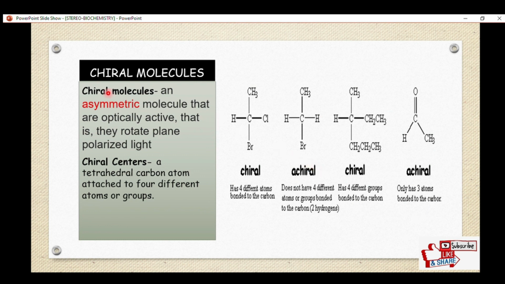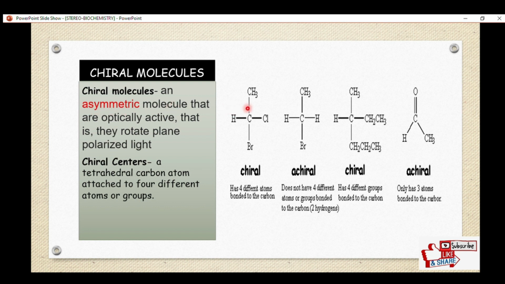Okay, so when we say chiral molecules, a chiral molecule is just an asymmetric molecule that's optically active. Let's talk about this asymmetric molecule. When we say something is asymmetric, that means it does not have any plane of symmetry. It's aplanar, so it does not have any plane of symmetry.